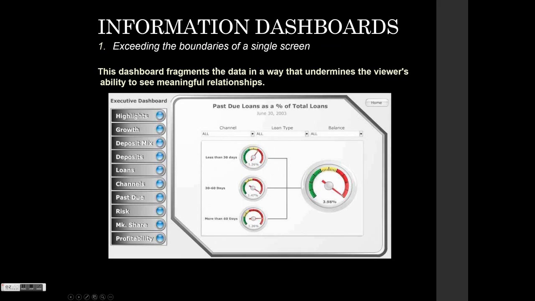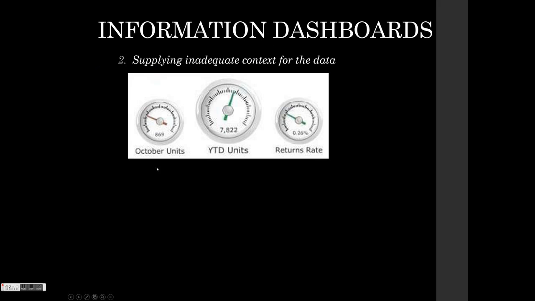Here we see an example of exceeding the boundaries of a single screen. The dashboard fragments the data in a way that undermines the viewer's ability to see meaningful relationships. We must bounce between screens to see different data. Here we're supplying inadequate context for the data. We can see units, year-to-date units, return rate. We don't know if that's good or bad, or what the goal is.